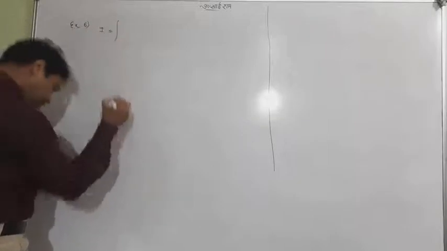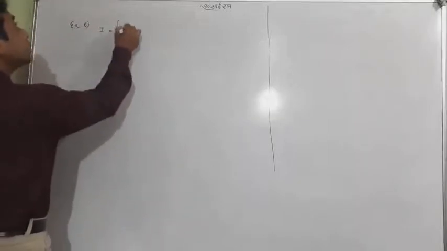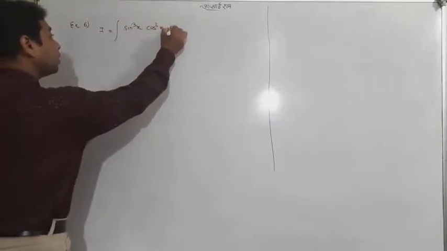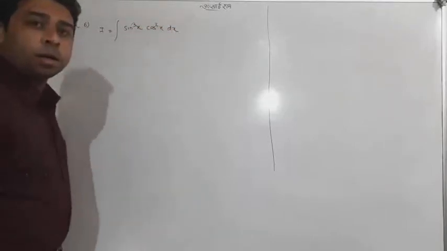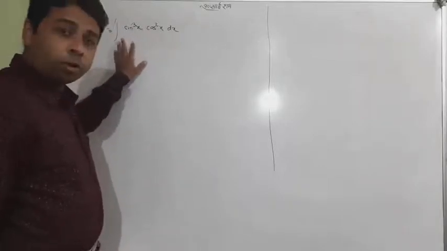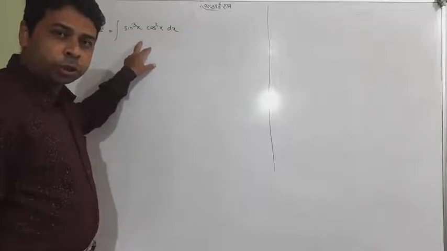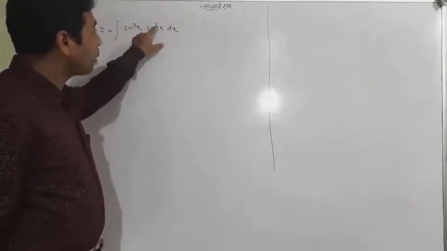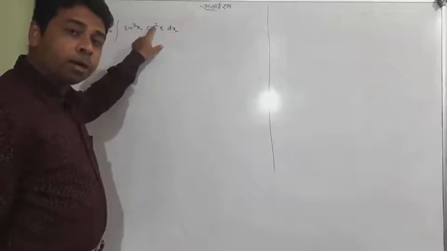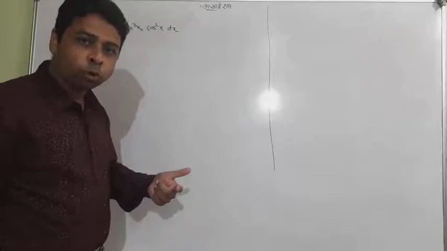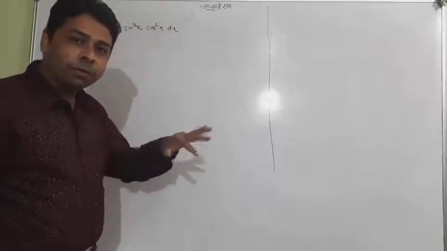I is equal to integral of sine cube x cos square x dx. I am going to tell you a method also. Look at the pattern of the question: sine to the power odd and cos to the power even. So this is a type of integration when sine and cos are coming together with odd and even powers.